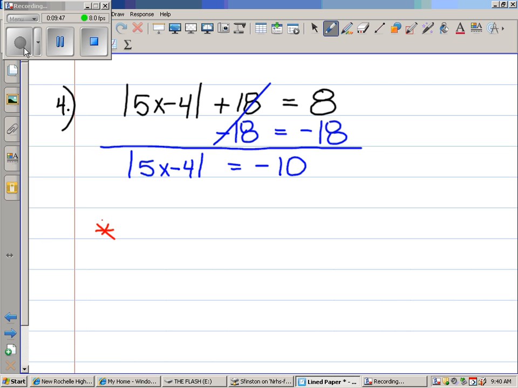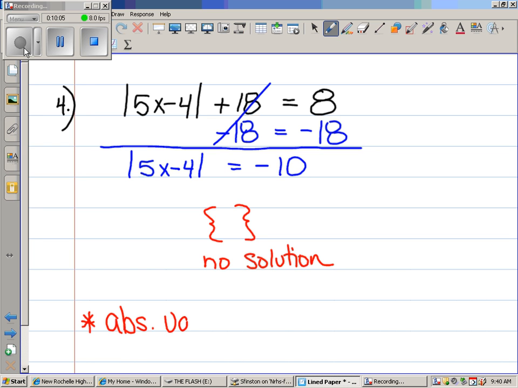Okay? So let's write this down. Let's write the answer down, and then we'll write down the reason why. If you were to try and give your answer, it will look like this. Or you could write no solution. And why is it the case? Absolute value can't equal. You know what? I changed my mind. I'm sorry. I apologize.